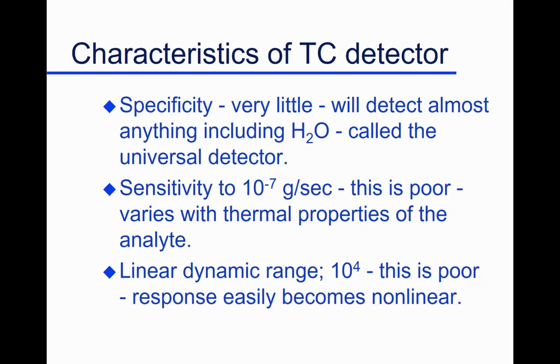Sensitivity, you need a minimum of 10 to the minus 7th grams of analyte flowing through that detector per second, 10 to the minus 7th, or else the temperature doesn't change enough. So you can't detect things if they're less than this amount. That's poor.